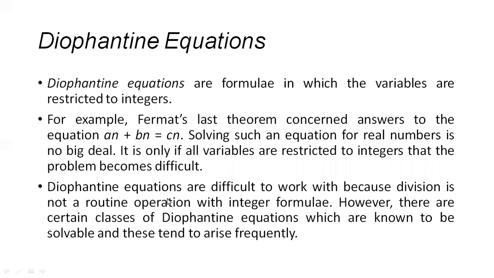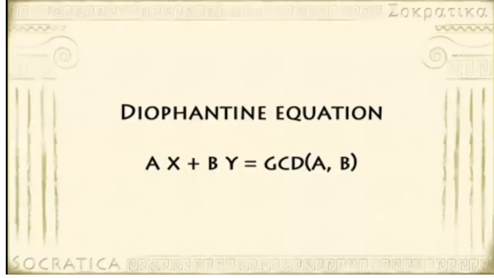So Diophantine equations are difficult to work with because division is not a routine operation with integer formulae. However, there are certain classes of Diophantine equation which are known to be solvable, and these tend to arise frequently. So we'll see one example of a Diophantine equation. In our previous example on linear congruences, we saw how to calculate the value of x. But here in a Diophantine equation, there are two values that we have to calculate, that is x and y.